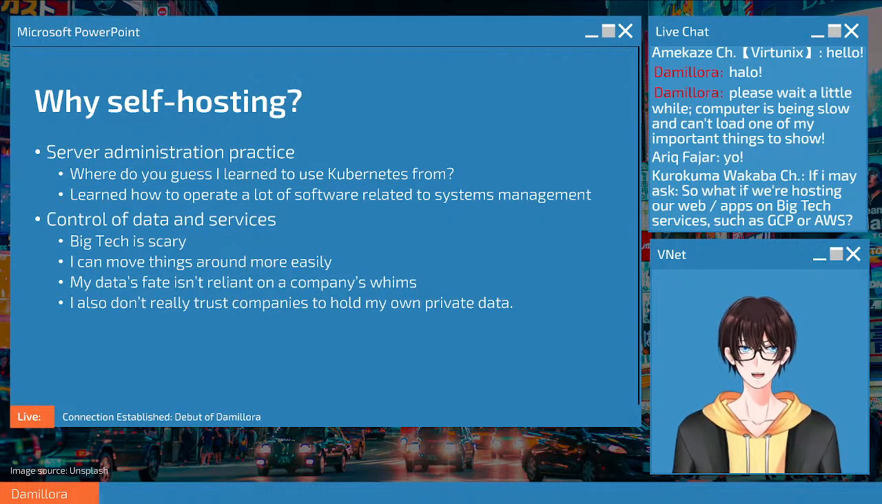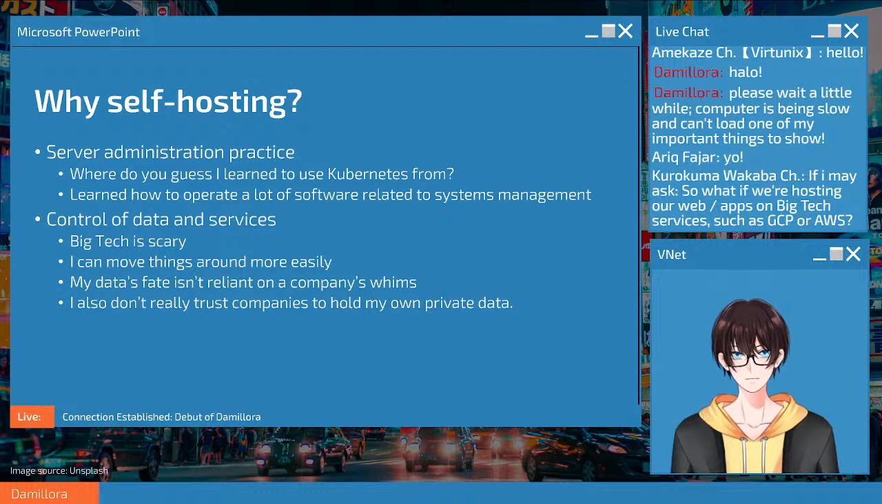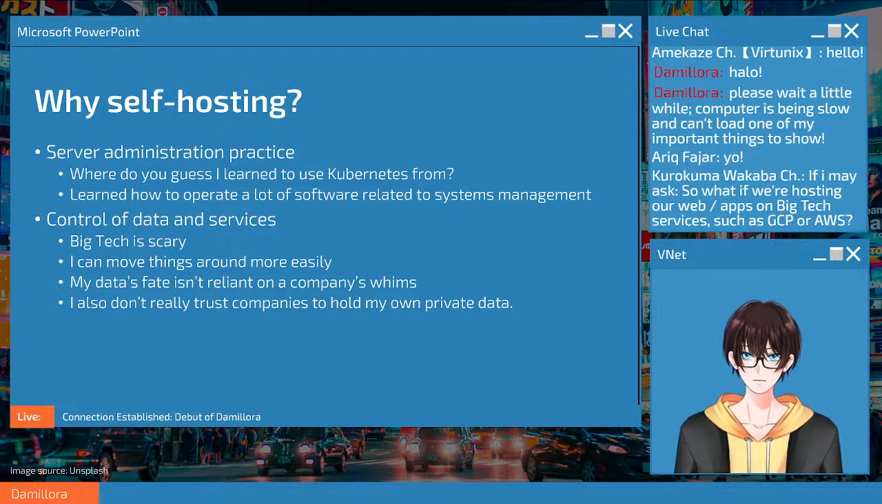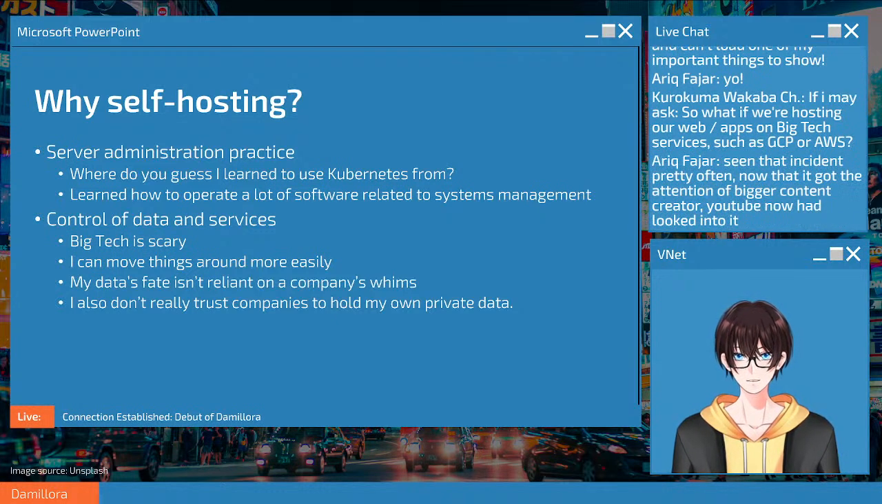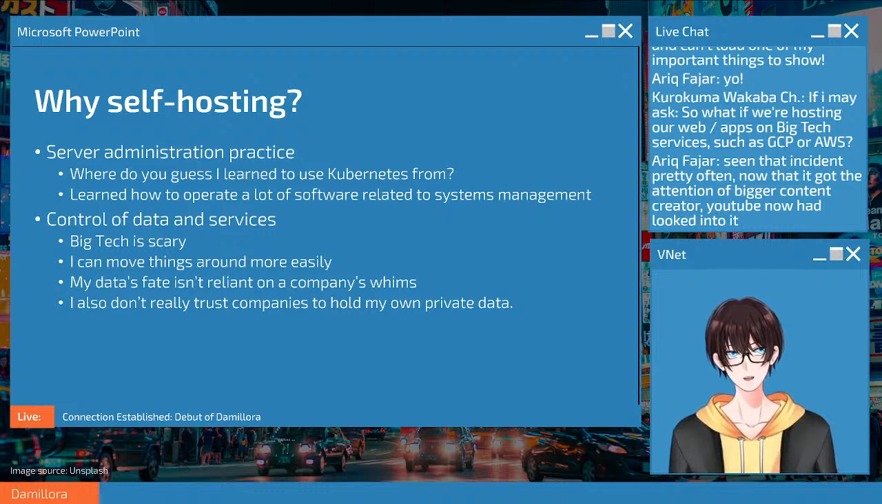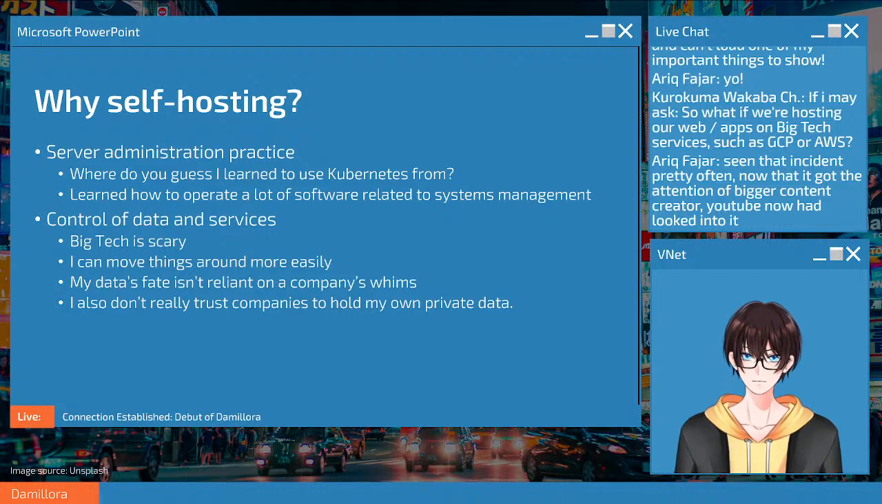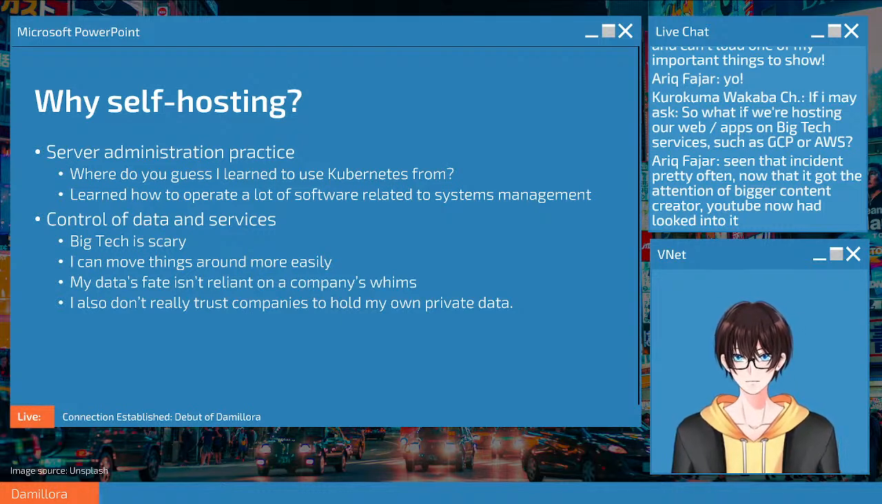I may ask, so what if we're hosting our web apps on big tech services such as GCP or AWS? Well, the safest option for self-hosting is actually to just put it on your own computer at your place. But that can be hard for some people. Not everyone is really into building your own computer just for servers and then setting it up. It's pretty complicated stuff.